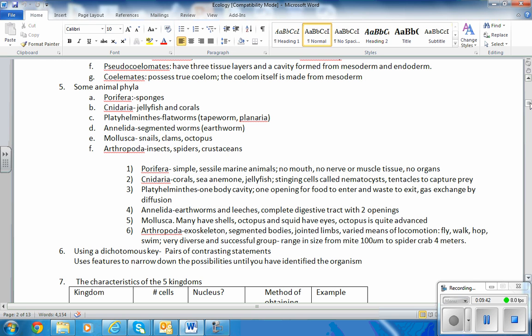Okay. Platyhelminthes. So these are going to have one body cavity. So we have multiple body cavities, right? We have our thoracic cavity, which is where our heart and our lungs are. We have our abdominal cavity, which is where our digestive system and urinary system are. These organisms are pretty simple, and so they only have one body cavity. Okay, they have a one-way digestive system, so one opening for food to enter, and that's the same place that the food exits. And they do gas exchange by diffusion.